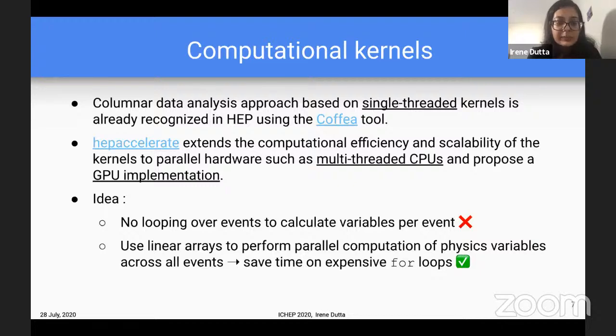Such a columnar data analysis approach using single-threaded kernels was already recognized in HEP using the Coffea tool. What HEP Accelerate does is extend the computational efficiency and scalability of these kernels to multi-threaded CPUs, and we also propose a GPU implementation. So the idea is very simple. You don't want to loop over each event to calculate one physics variable per event. Instead, you want to use linear arrays so that you can compute physics variables in parallel across all events at once. In doing that, you save time on expensive for loops.